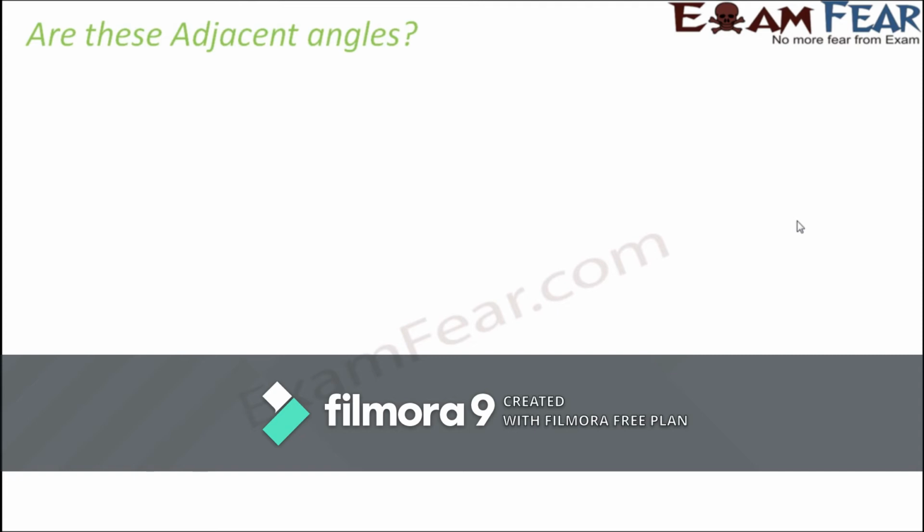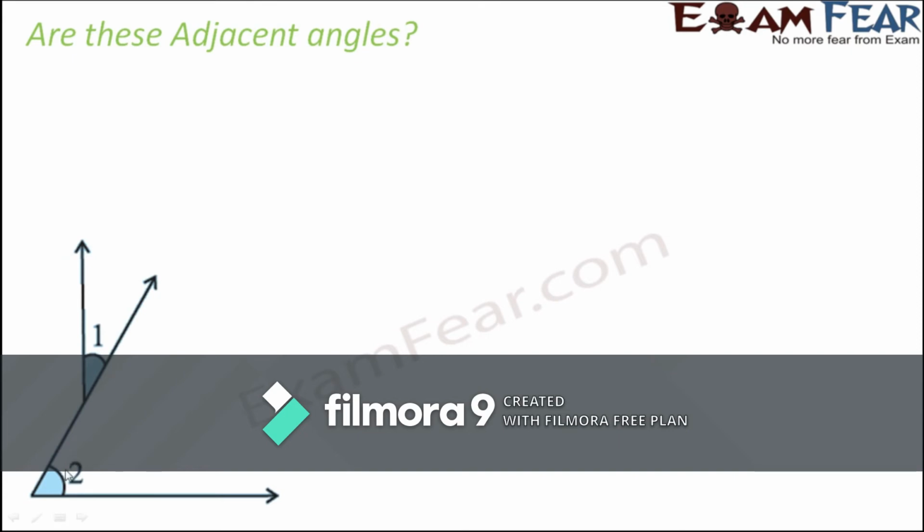Now let us look at some of the examples here and try to see if these are adjacent or not. So this one, do you think angle 1 and angle 2 are adjacent? No. Why? Because they do not satisfy the first criteria. They do not have a common vertex. So no common vertex.